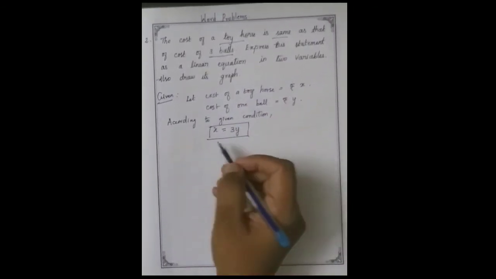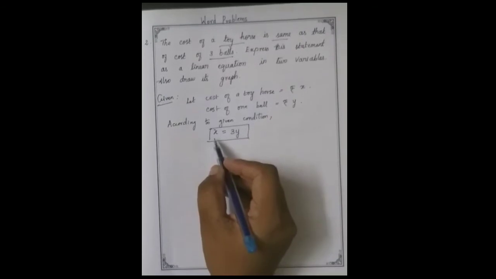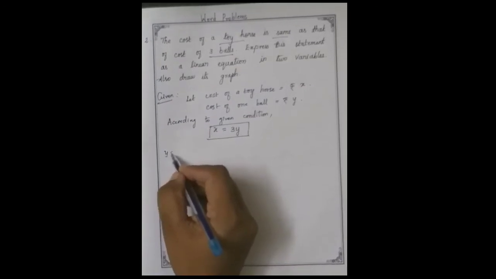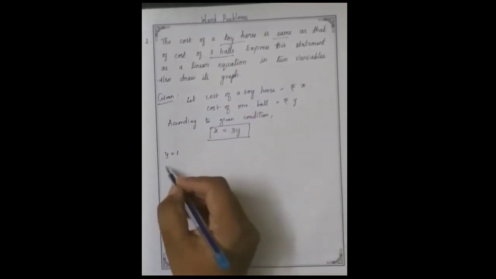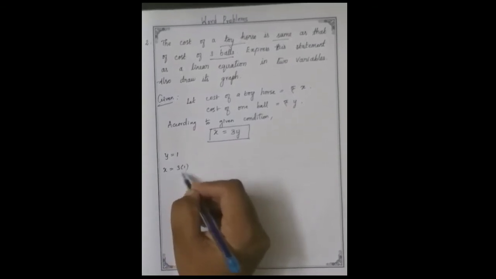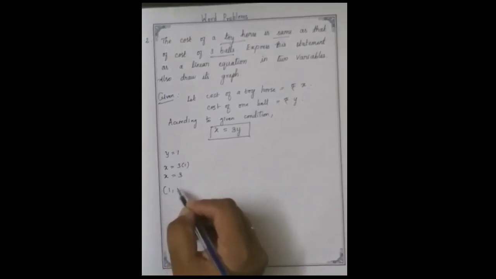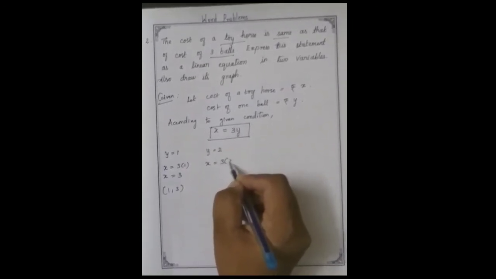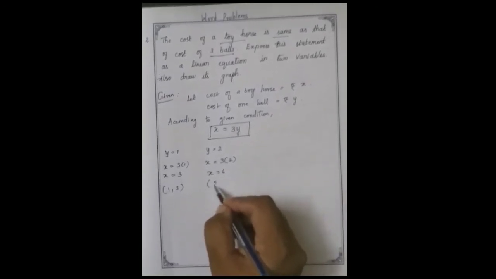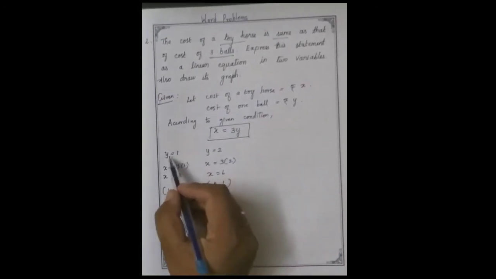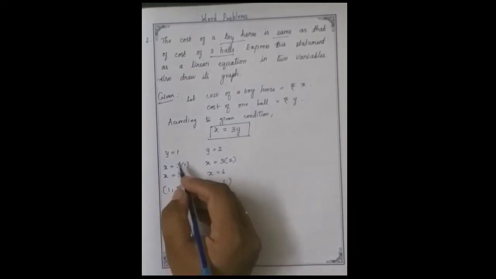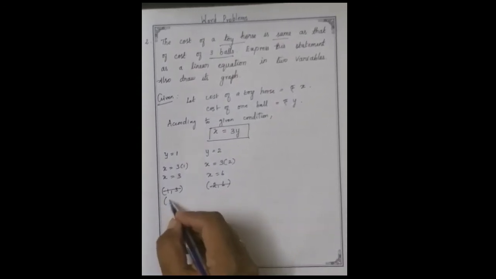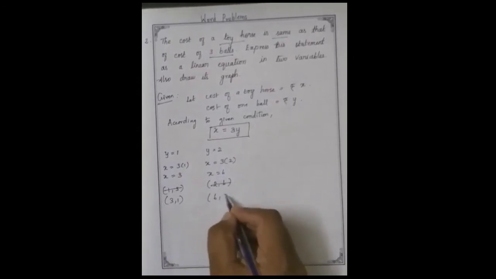Now substituting values of y, we can find the value of x in this linear equation in two variables. So y is equal to 0 or 1. If we take 1, then x is equal to 3 into 1, x is equal to 3. Similarly, y is equal to 2, then x is equal to 3 into 2, x becomes 6. So the ordered pairs should be 3 comma 1 and 6 comma 2.